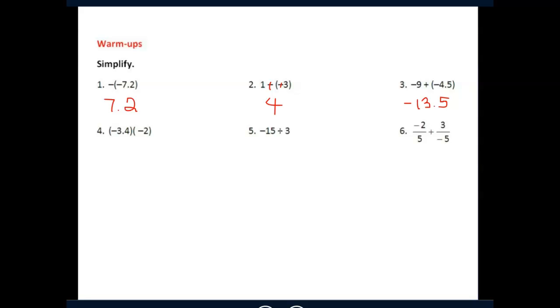In number 4, you are multiplying a negative times a negative, which I hear calculators coming out. Does anybody in here need a graphing calculator for the school year? No, we're good. We all have graphing calculators? Okay. A negative times a negative is a positive, and 3.4 times 2 is 6.8. And number 5, negative 15 divided by negative 3 is negative 5.